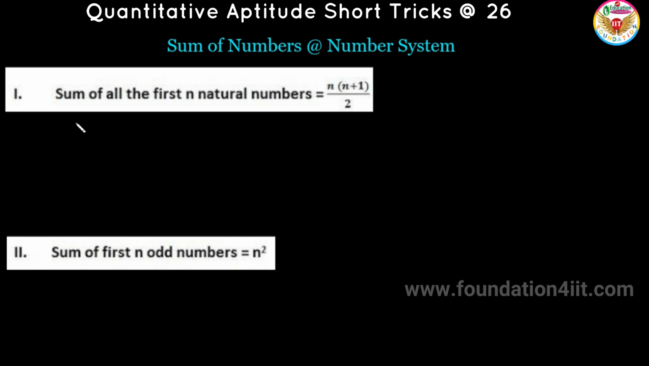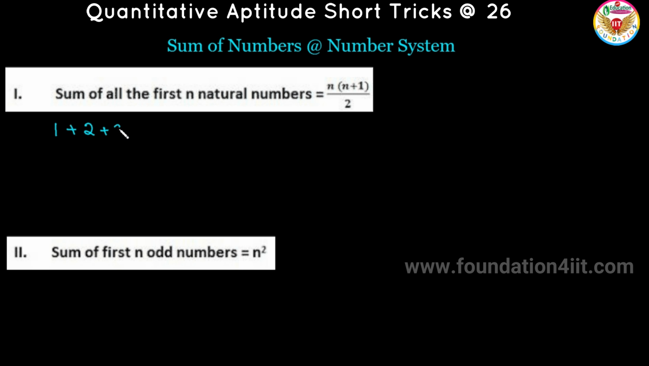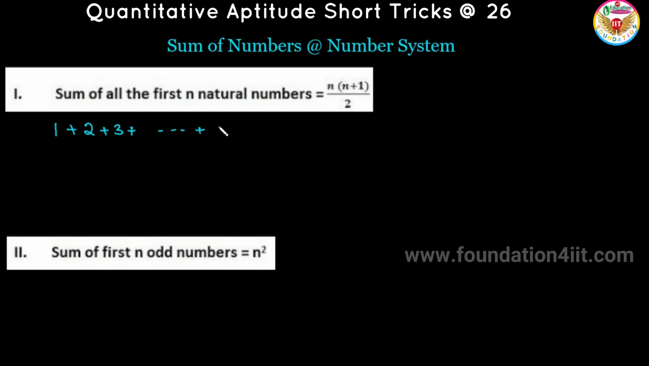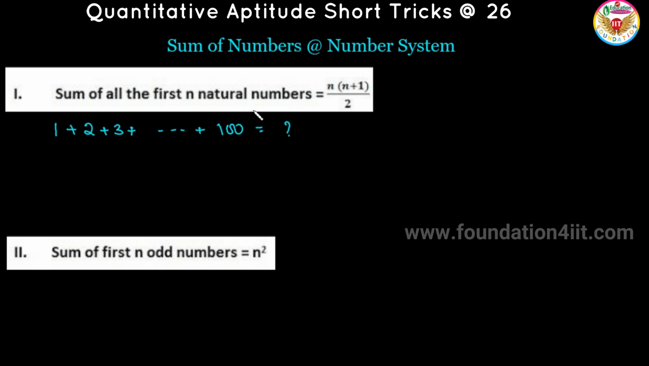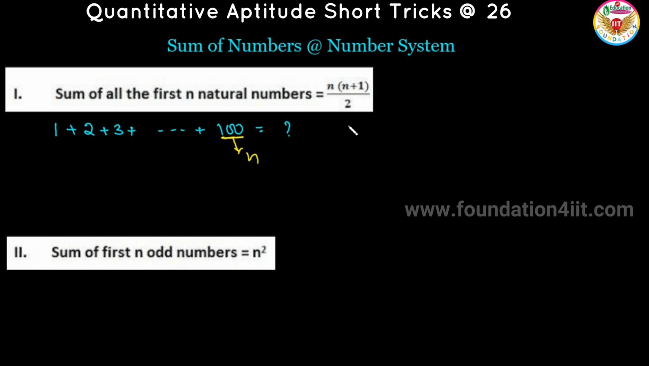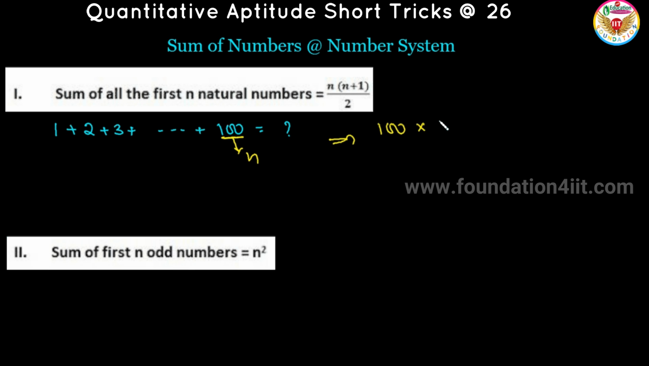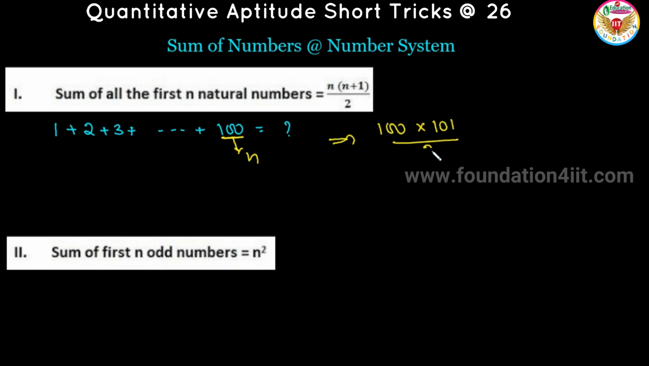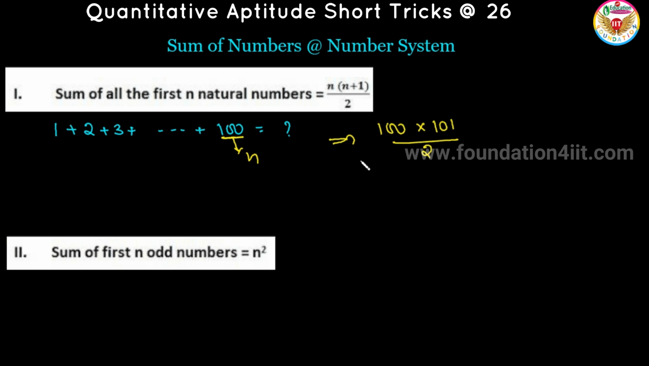So instead of adding in the normal way, if you want to add the numbers 1 plus 2 plus 3 and so on plus 100, is equal to how much? You can use this: the last number is n. So this is the n. Apply the formula n into n plus 1 divided by 2. 100 into 100 plus 1, so 101, divided by 2. If you calculate, that is the sum of the numbers from 1 to 100.